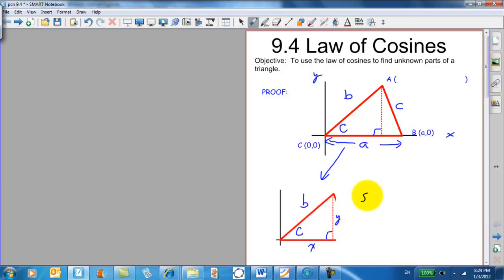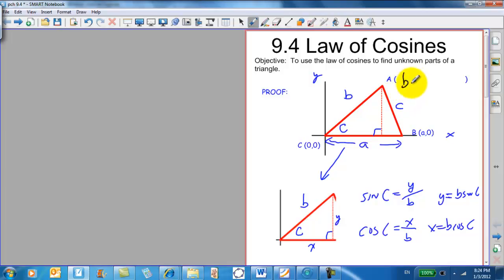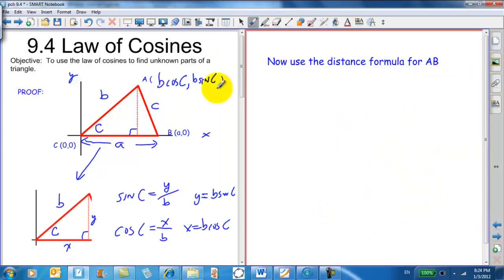The sine of angle C equals opposite side over hypotenuse, however b, and the cosine of angle C will equal adjacent side x over hypotenuse. So therefore, we come up with the coordinates y equals b sine C and x equals b cosine C. So that's what we can put in for the coordinates here: b cosine C and b sine C for the coordinates of this point.